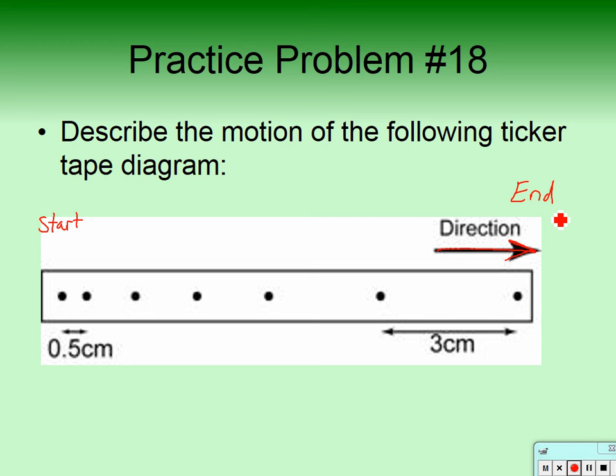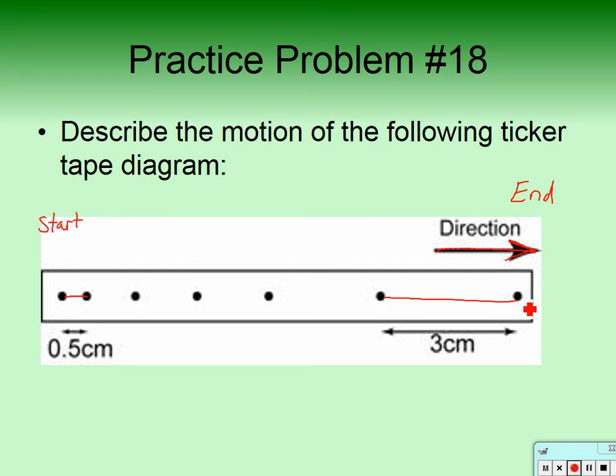So, let's call on Brandon back there. How would you describe the motion of this ticker tape diagram? Speeding up. Another way of saying that is what? It's accelerating. How do you know that? We're slowly getting farther apart. We start out very close distance. We end with farther distance. Okay, good job. It's accelerating. So the answer to that, I would just put accelerating.